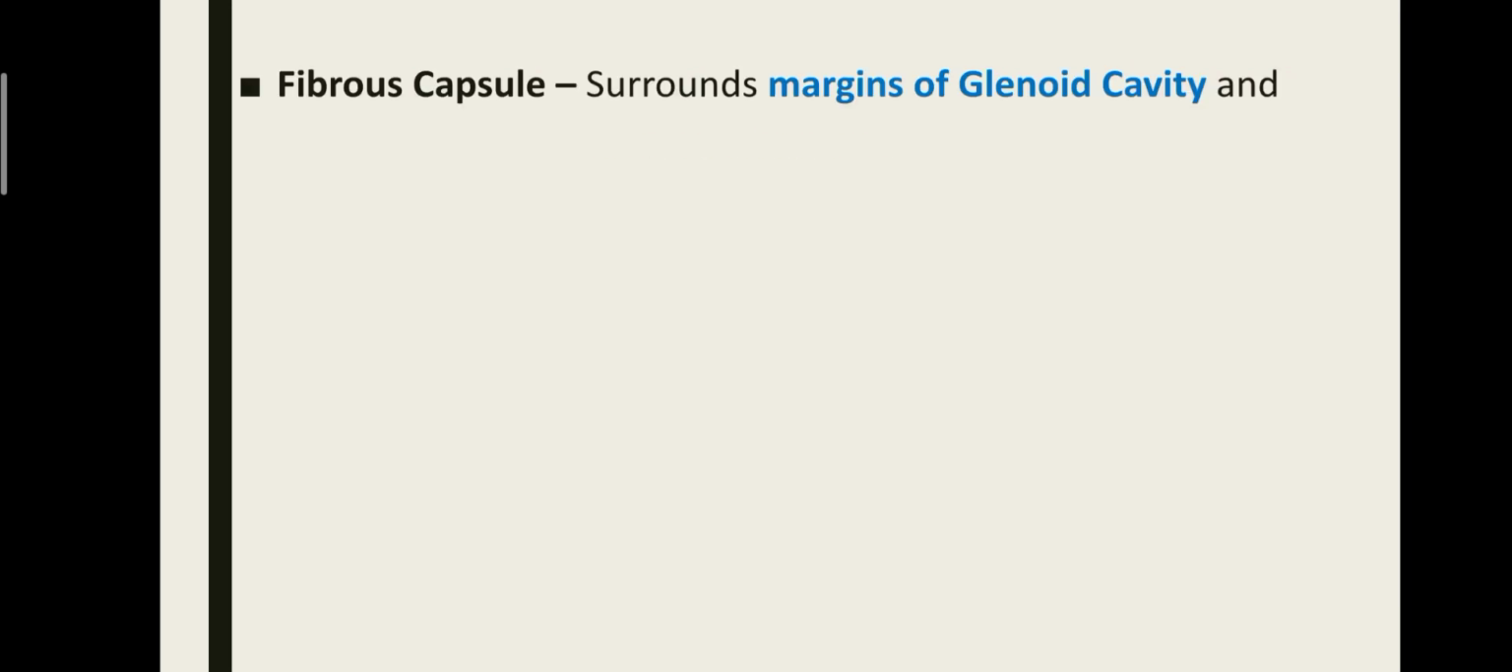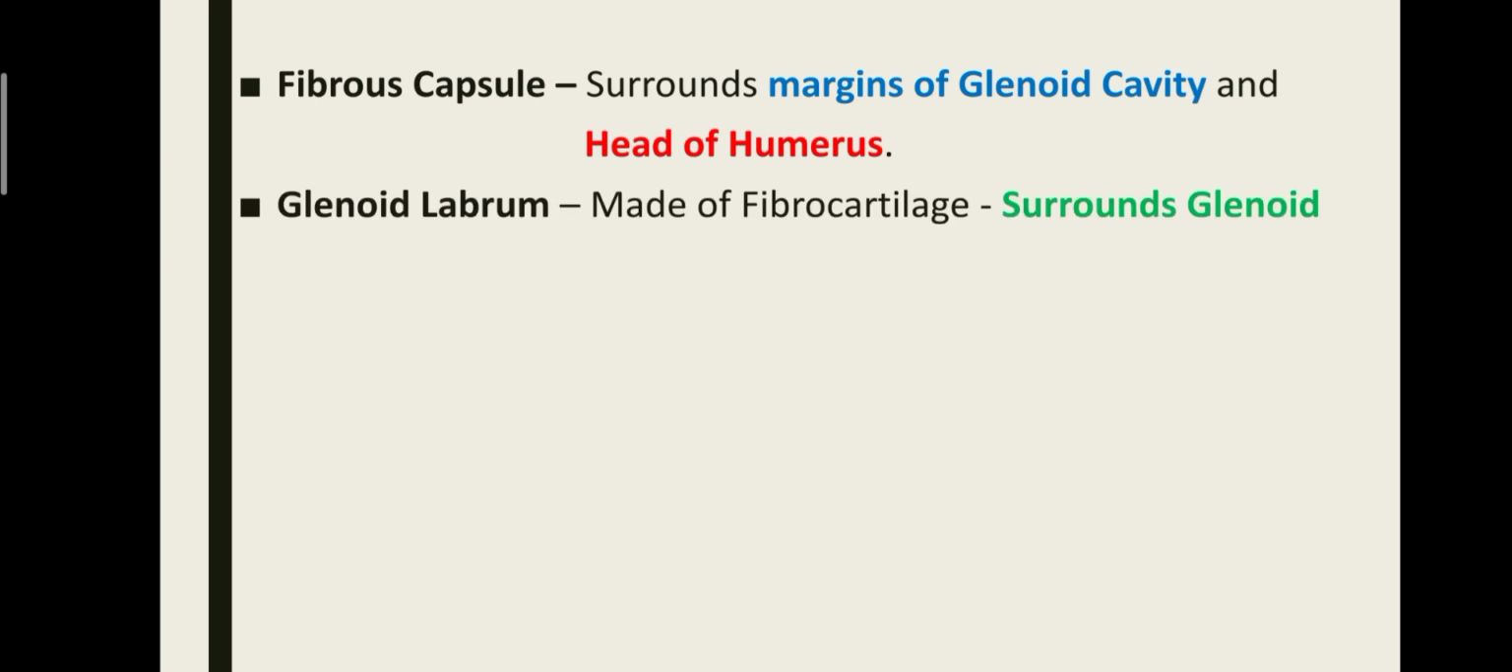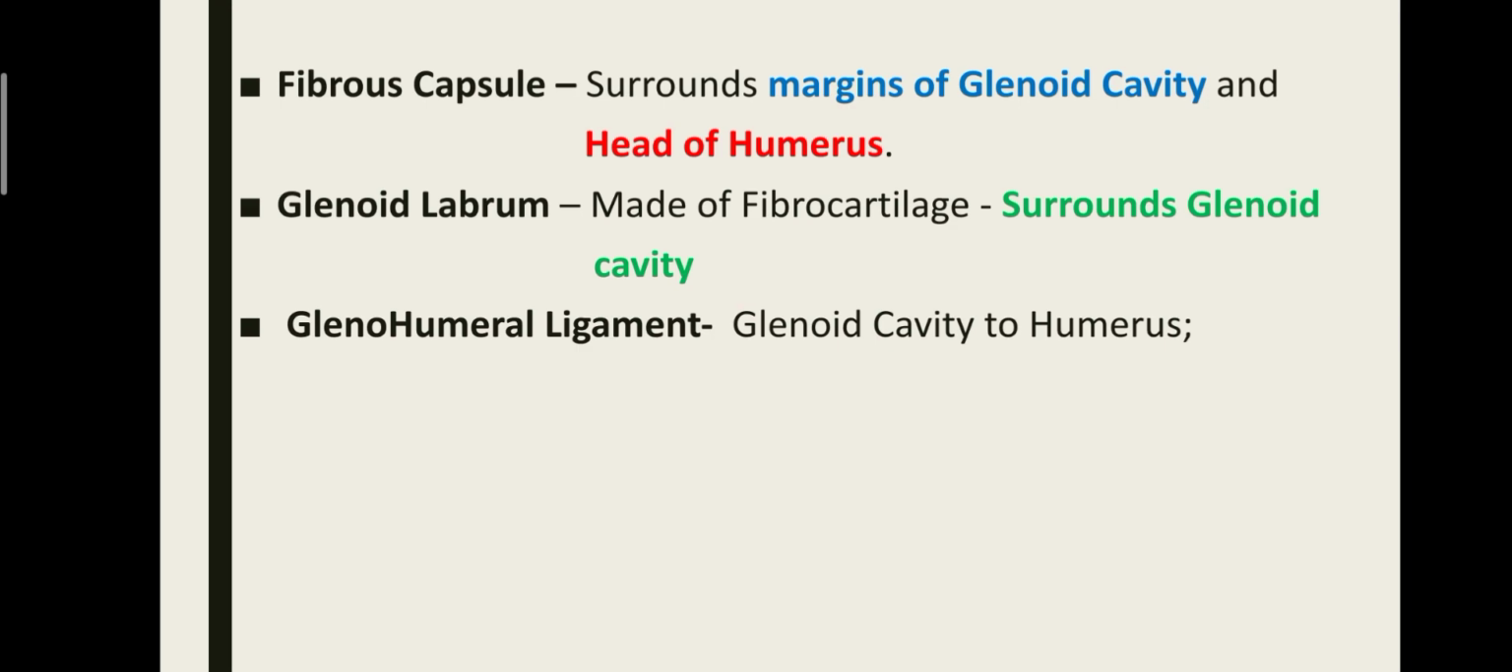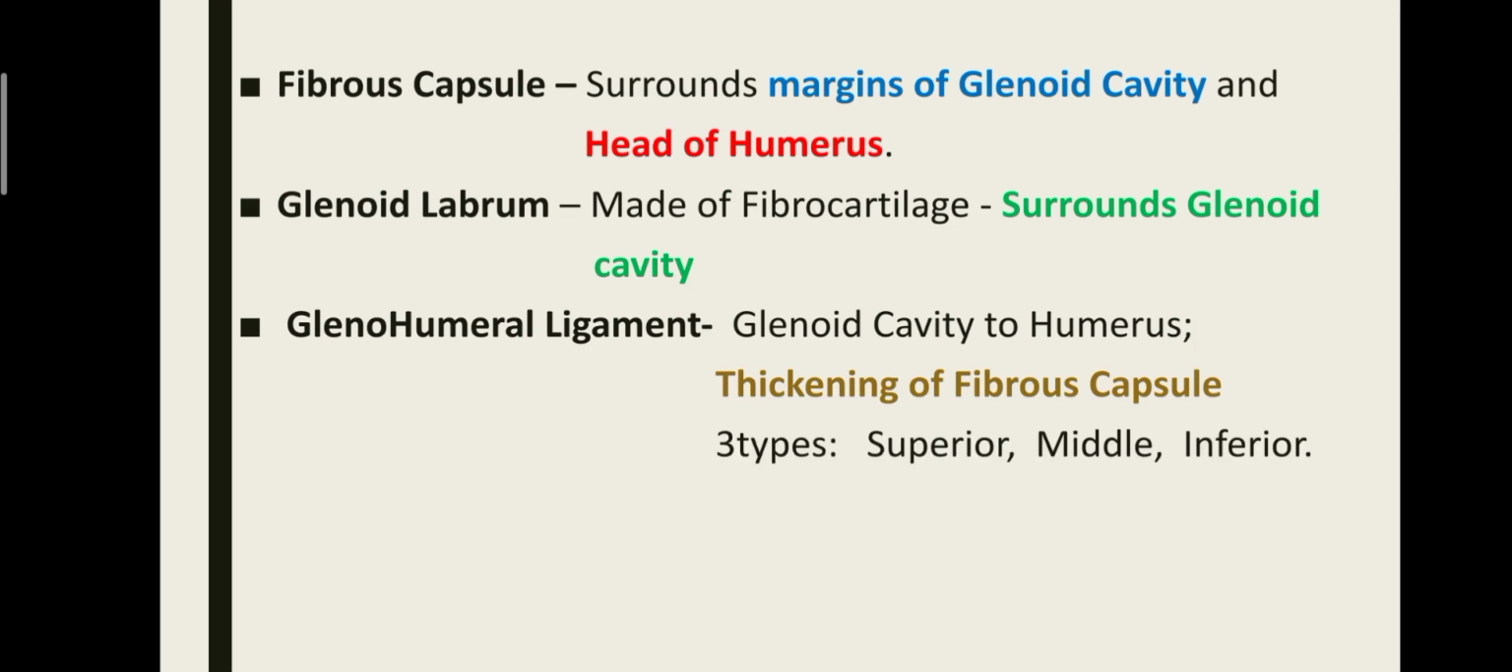Fibrous capsule, it surrounds the margins of glenoid cavity and head of humerus. The glenoid labrum, it surrounds the glenoid cavity, and this is made of fibrocartilage. Okay, and the glenohumeral ligament, it extends from the glenoid cavity of scapula to the humerus, and this is formed by the thickening of fibrous capsule, and it is of three types. Okay, superior glenohumeral ligament, middle glenohumeral ligament and inferior glenohumeral ligament.